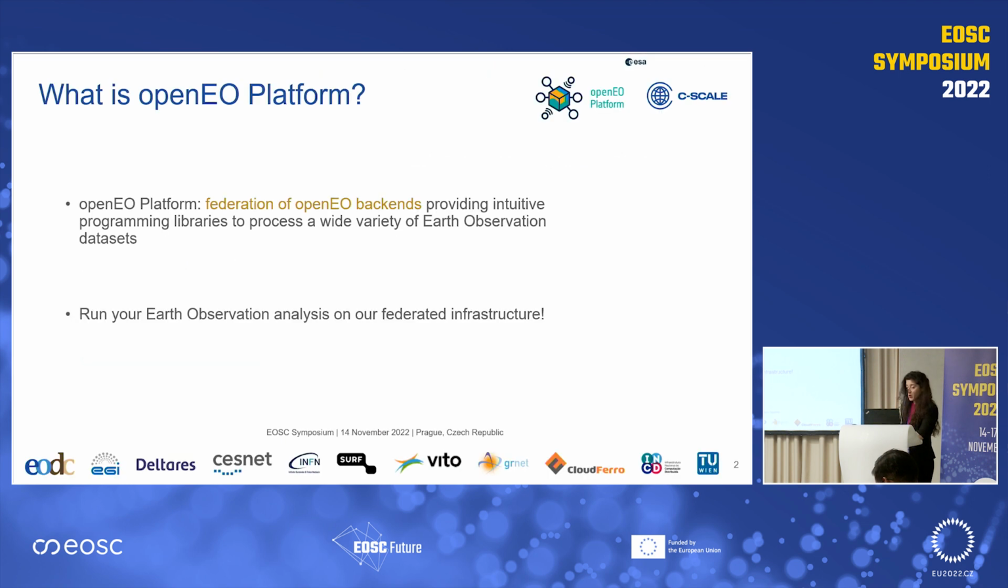So what is openEO platform? It is basically a federation of openEO backends that provide intuitive programming libraries for the processing and analysis of Earth observation data. openEO platform is a project, as I said earlier, that is funded by ESA. It started in September 2020 and it will last until September 2023. So it is parallel to C-SCALE, and for reasons that you will discover in the next slides, we have integrated it in our Compute Federation.